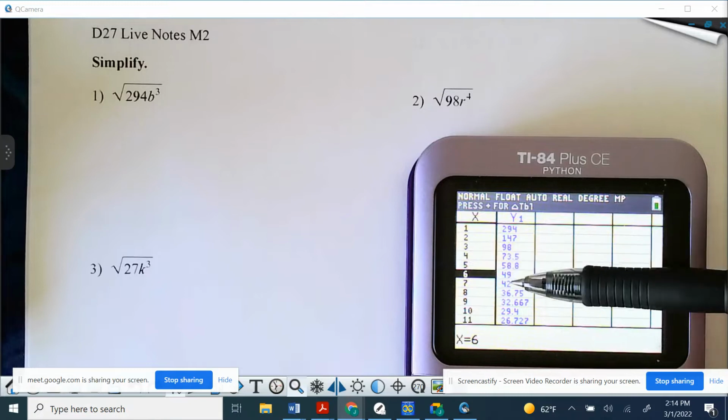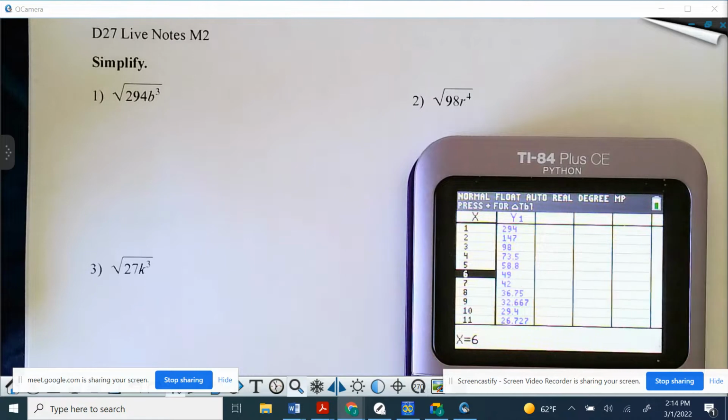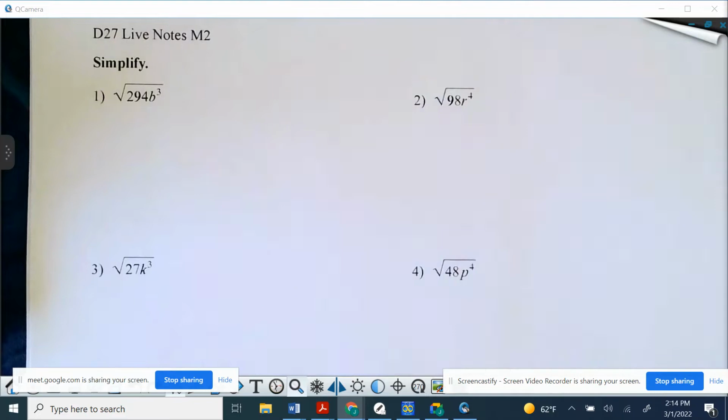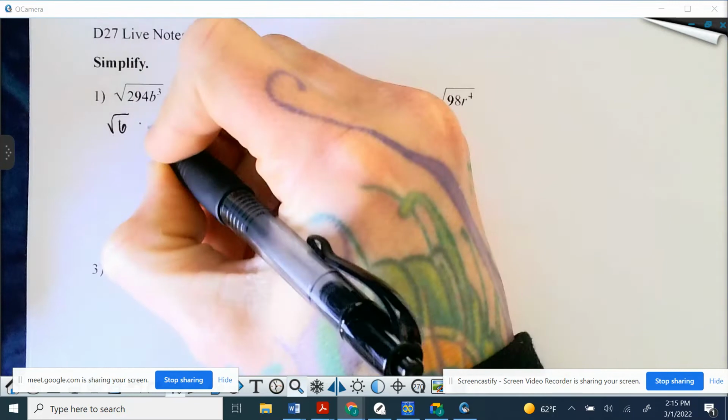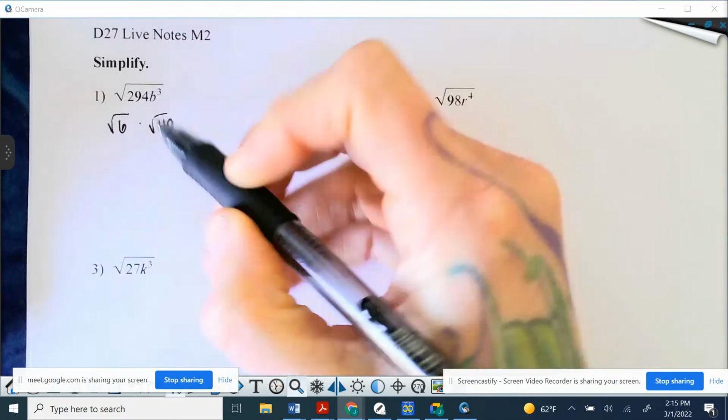49 with 6 is good because the square root of 49 is 7. So 6 and 49 would be probably the first one I would try. And if you choose one that's not far enough down on the list, it'll take care of itself. So the square root of 6 times the square root of 49 will give you the 294.